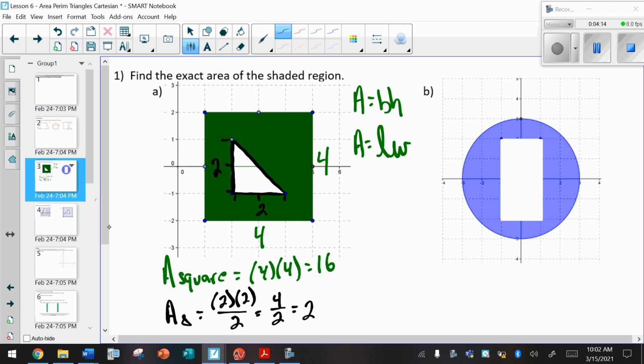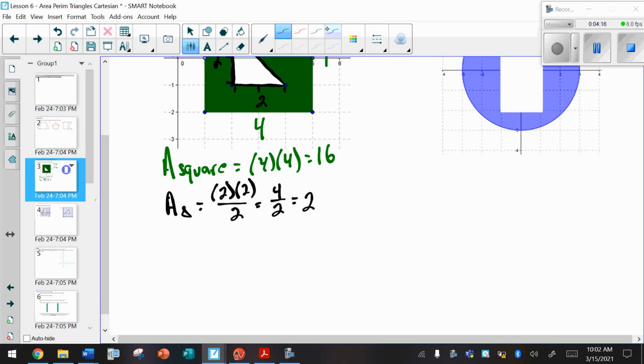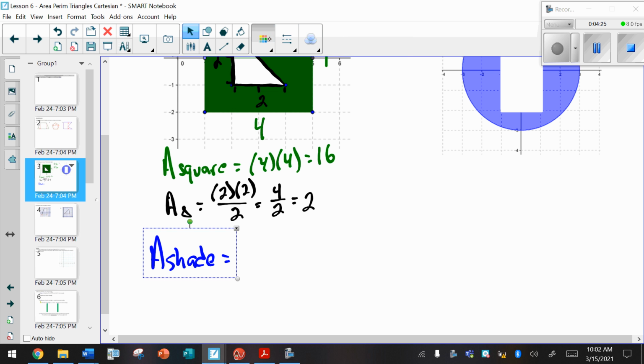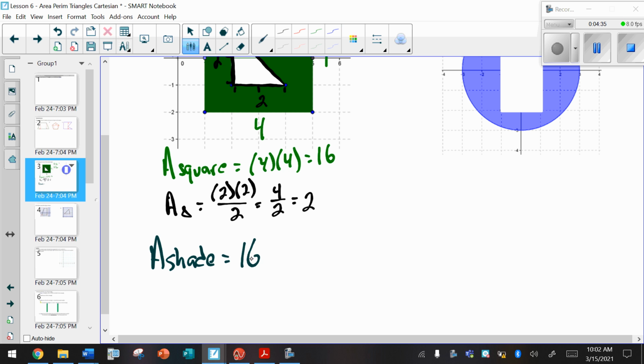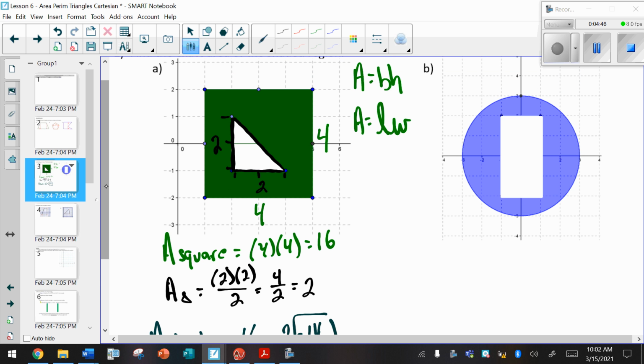Now to get the area of the shaded region, we're going to take the area of the whole shape. That would be the big square. And we are going to subtract out the area of the hole that's in the middle, that was the triangle, to get the area of our shaded region to be 14 square units. No big deal. So let's do it again.